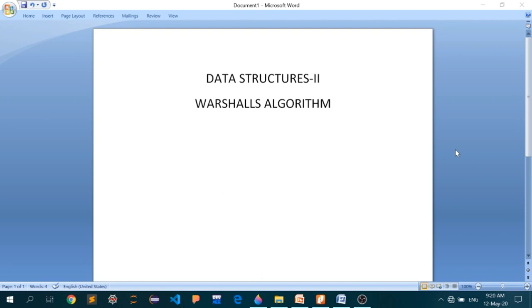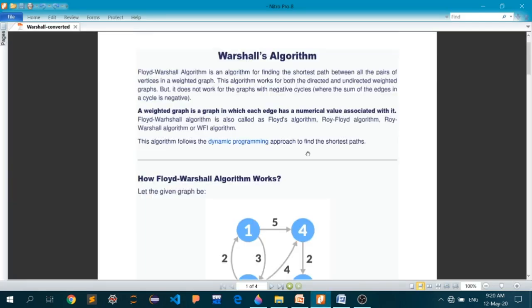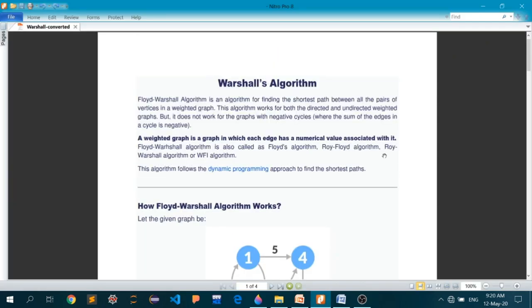And today we are going to see the last topic of the unit called graphs that we have been discussing for a while now. That is Warshall's algorithm. Okay, so let's move on to Warshall's algorithm. Now, the Floyd-Warshall algorithm is an algorithm for finding the shortest path between all the pairs of vertices in a weighted graph.